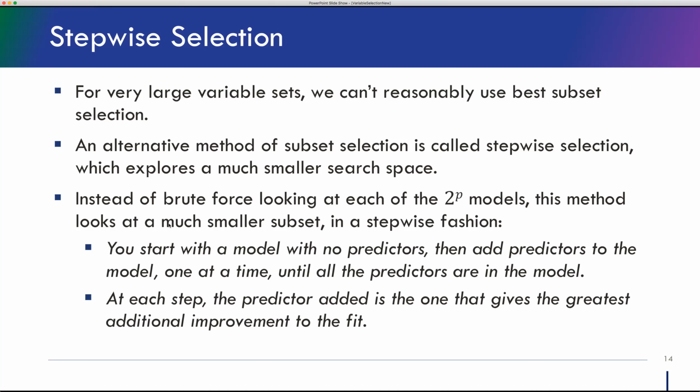So you start with a model with no predictors, and then you add predictors to the model one at a time until all the predictors are in the model. But at each step, the predictor you add is the one that gives the greatest improvement to the fit. Okay, so this is basically the basic idea of stepwise selection.